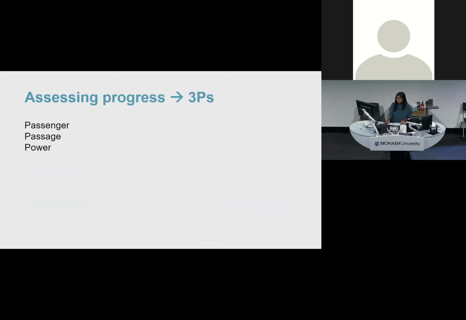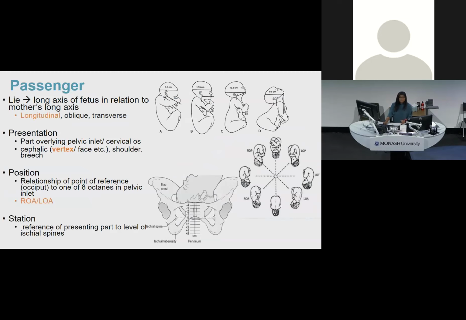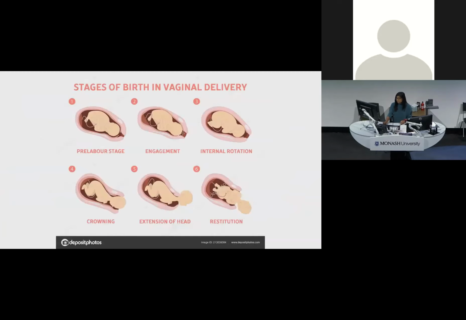In terms of assessing the progress of labour, we can divide it into the 3 Ps. So the passenger, which is the baby, the passage, which is the passage of the birth canal, and the power, which are the contractions. These are just some terminologies that you guys should know. I'll just skip through them. And then I just put this in there to know for EMQs, it's possible for you guys to need to know the process of the presenting part as it progresses through the birth canal.